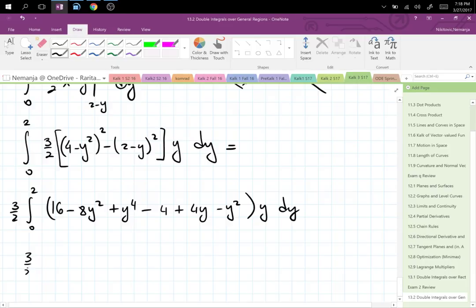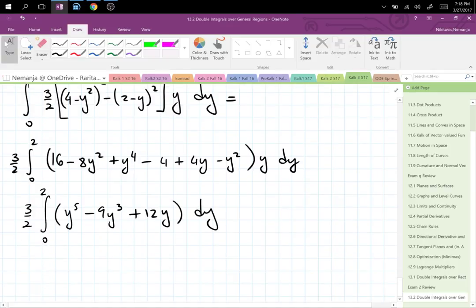So that's 3/2 integral 0 to 2. So y to the 4th is the largest times y, so y to the 5. Then I have all these squares, so that's negative 9y cubed. Then I have 12 plus 12y, because I had to multiply by this y on the outside. That's why these exponents are off by 1. And I have dy. So now we will integrate 3/2.